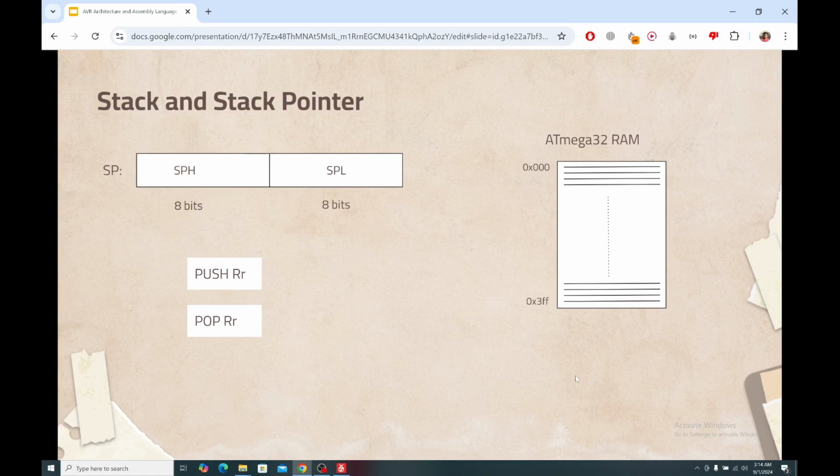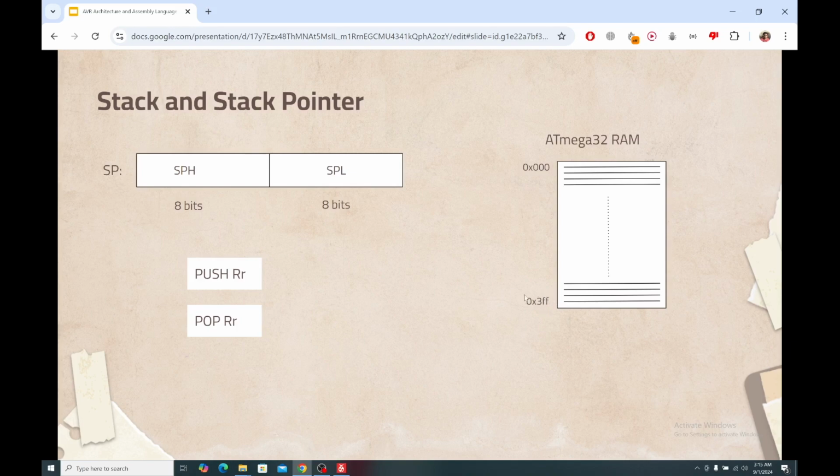To use the stack in a program, first we need to initialize the stack pointer. Generally, it's common to initialize the stack pointer to the highest RAM value. Some operations of the stack are push and pop. So if some data is pushed in the stack, the stack pointer gets decreased by some number.